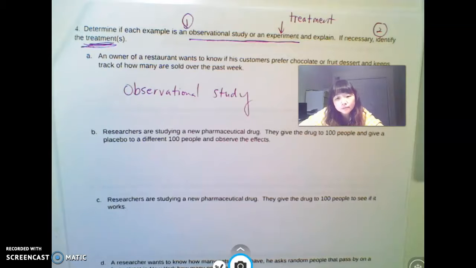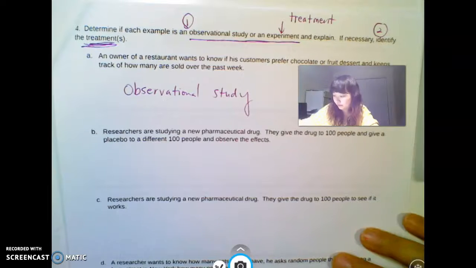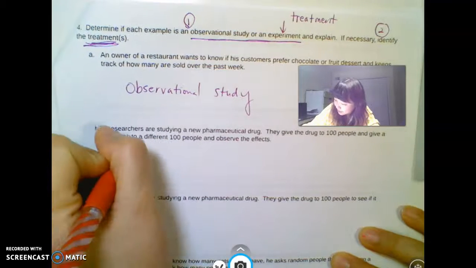B. Researchers are studying a new pharmaceutical drug. They give the drug to 100 people and give a placebo to a different 100 people and observe the effects. Ooh, well, this is obvious. They did an experiment.